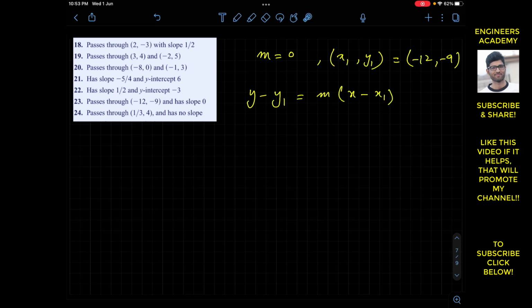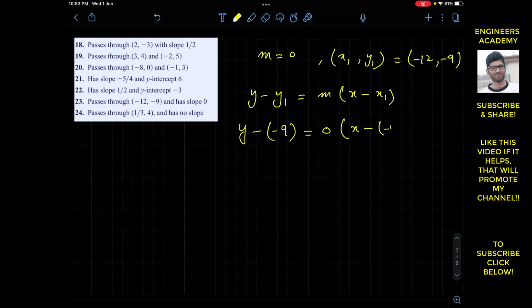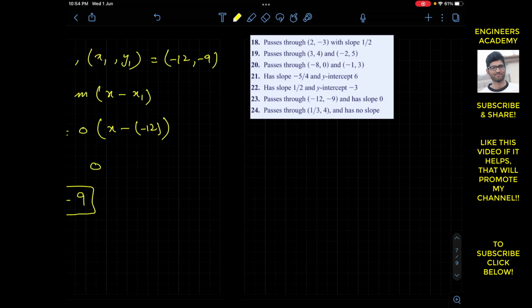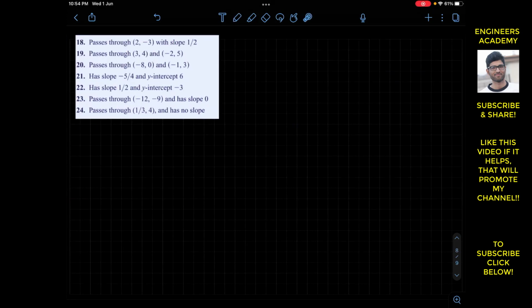Now we can plug this point into this equation. y1 is minus 9, so we can write y minus minus 9, and the slope is 0, and x minus x1 is x minus minus 12. So y plus 9, and the right hand side will become 0, and we can write that y equals minus 9. So this is the equation of the line which has a slope of 0 and which passes through that point.